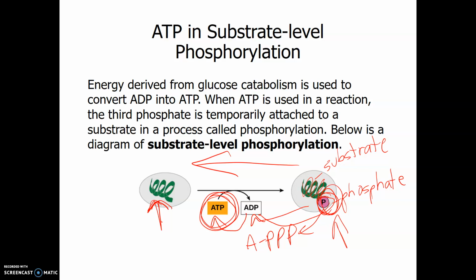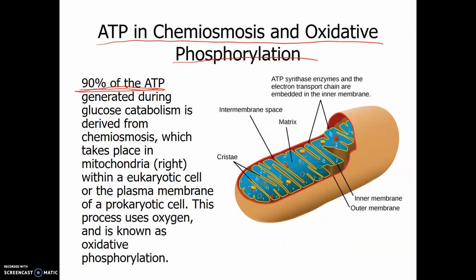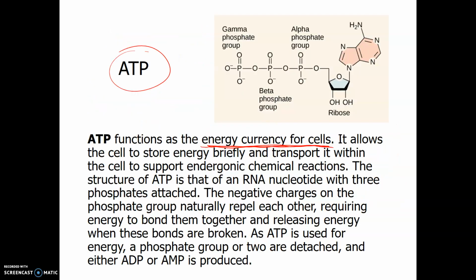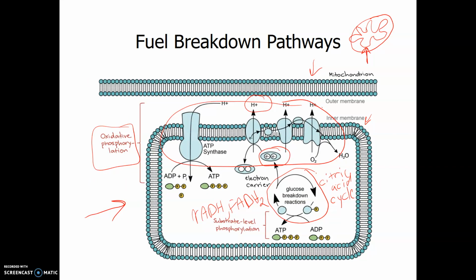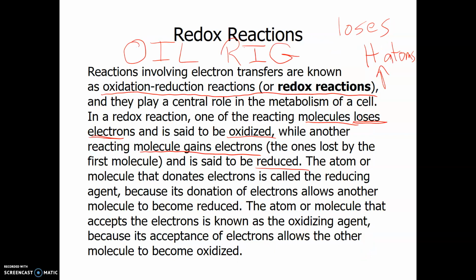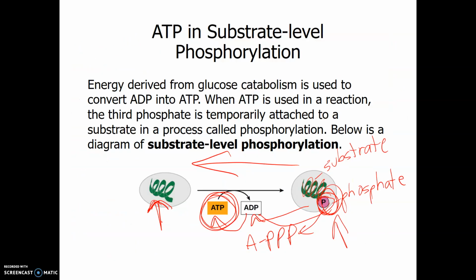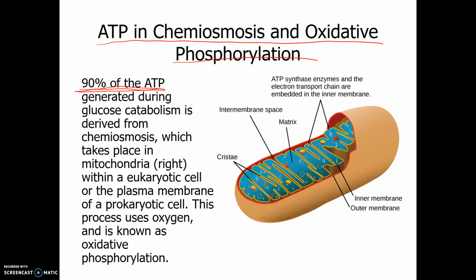Basically, the phosphate group just comes from some chemical that has a phosphate group attached to it. But 90% of the ATP is generated in a process called not substrate level phosphorylation, but oxidative phosphorylation. And that goes back to our picture here. What we're looking at is oxidative phosphorylation. It involves hydrogen ions and electrons that come from NADH and FADH2.